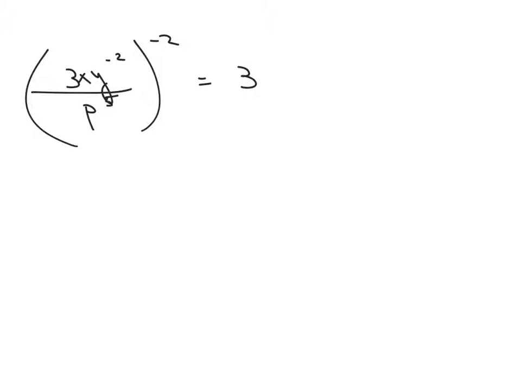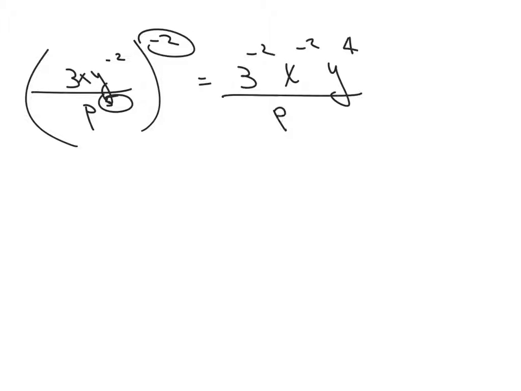So 3xy to the negative 2 over p to the 5th, in parentheses, negative 2. Okay, so I have 3 to the negative 2, x to the negative 2 times 1, y to the negative 2 times negative 2 is positive 4, over p to the 5 times negative 2, and I get that.